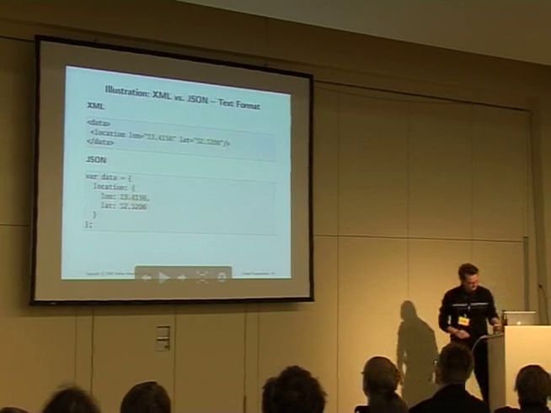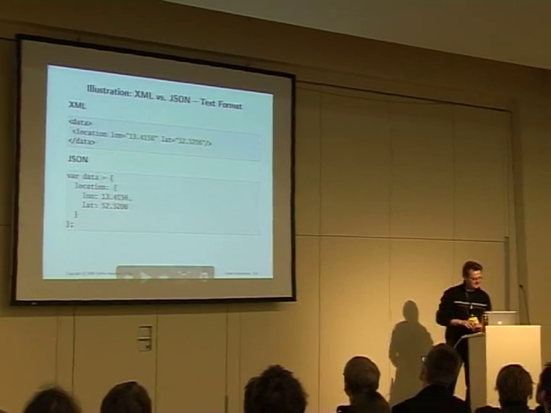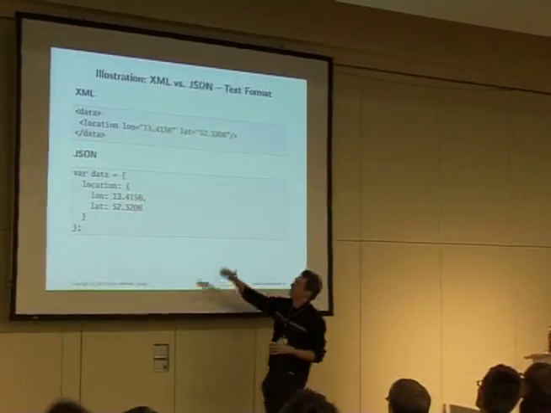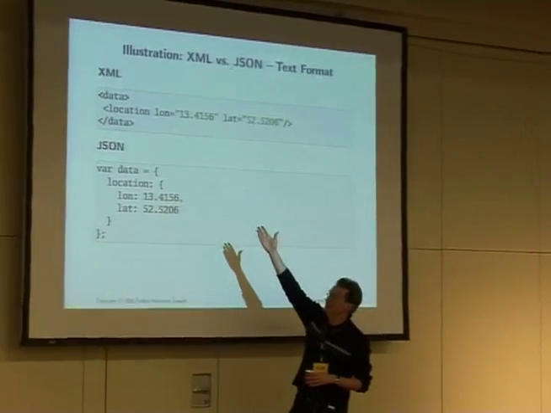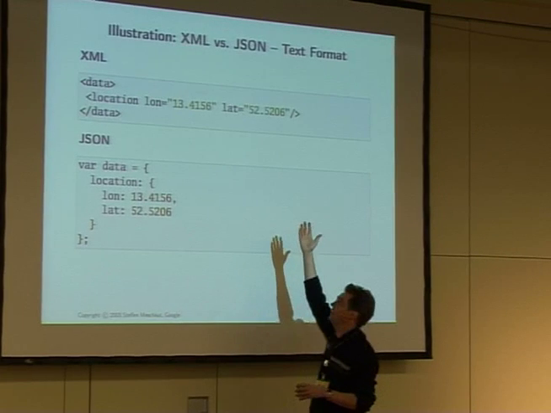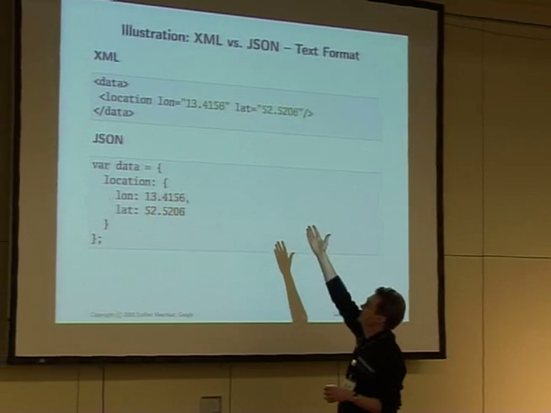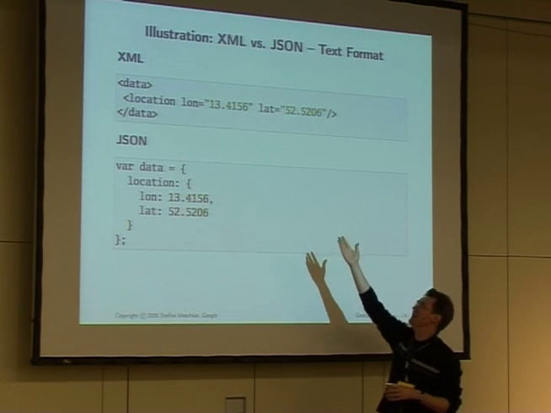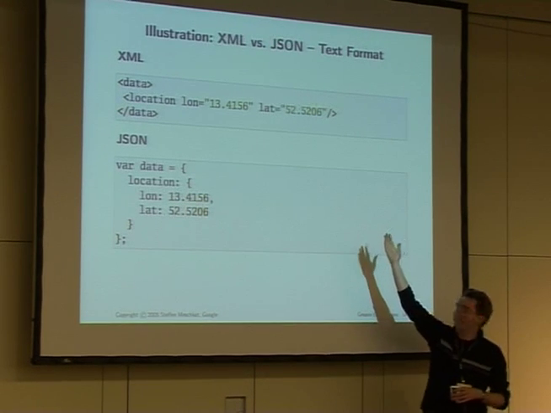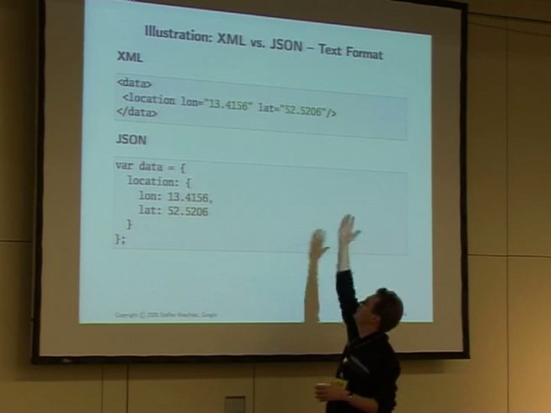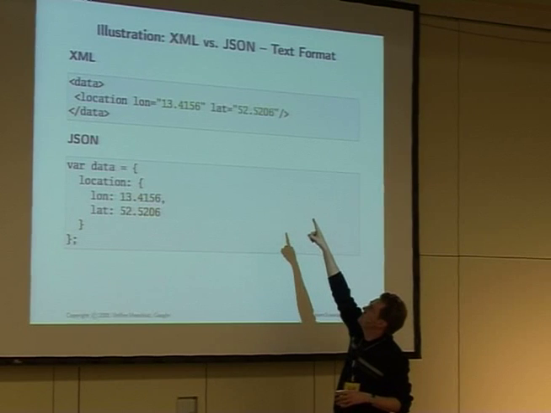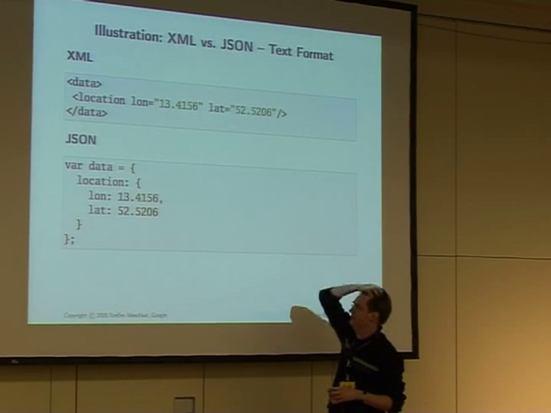Okay. The point I wanted to make is about this XML versus JavaScript object notation. So that's how something like a location data structure looks in XML. So you have this data element, and then you have a location element. This has 2 attributes, longitude and latitude, and those have values. These values happen to be geographic coordinates.